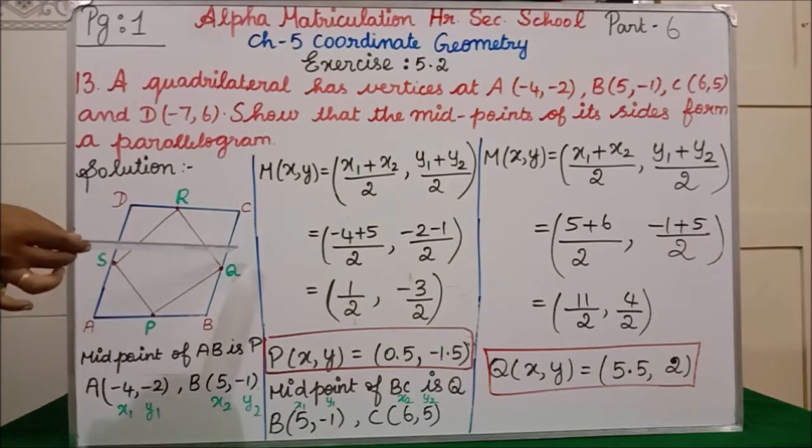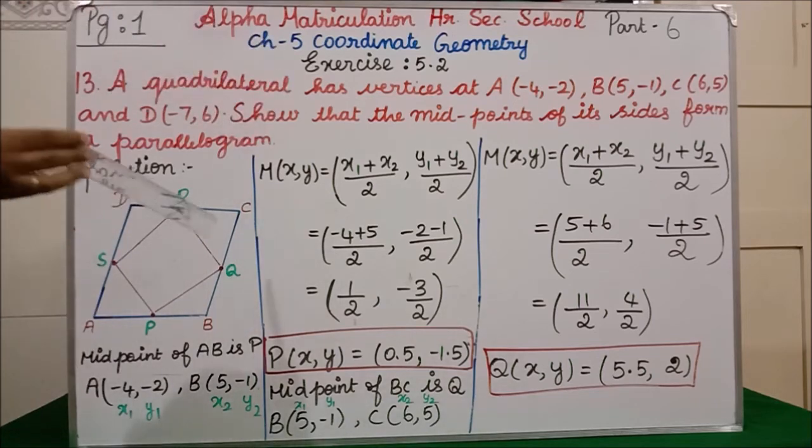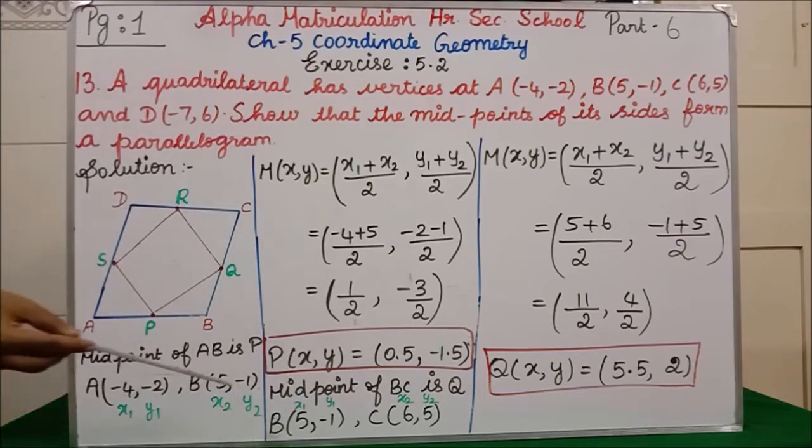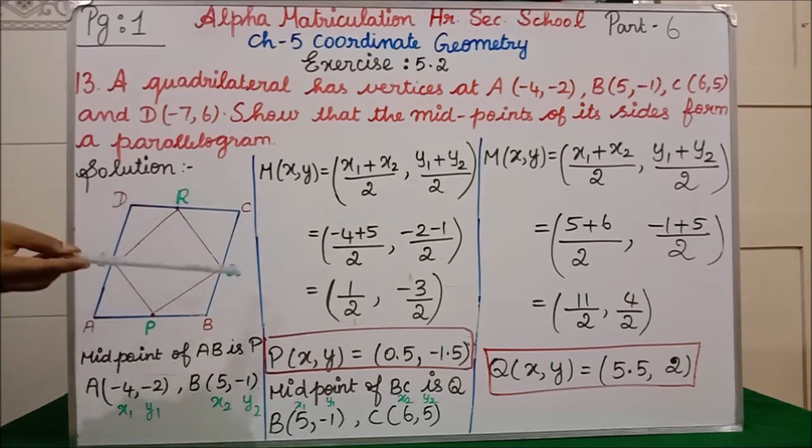Similarly, we have to find the points Q, R, S. Based on the same procedure, we are going to find the values for Q, R and S. Next line, we are writing midpoint of BC is Q.